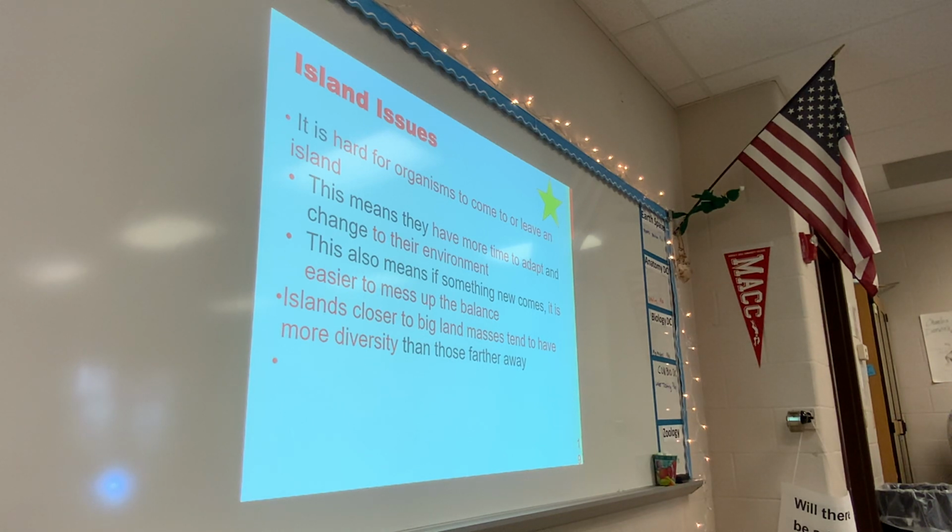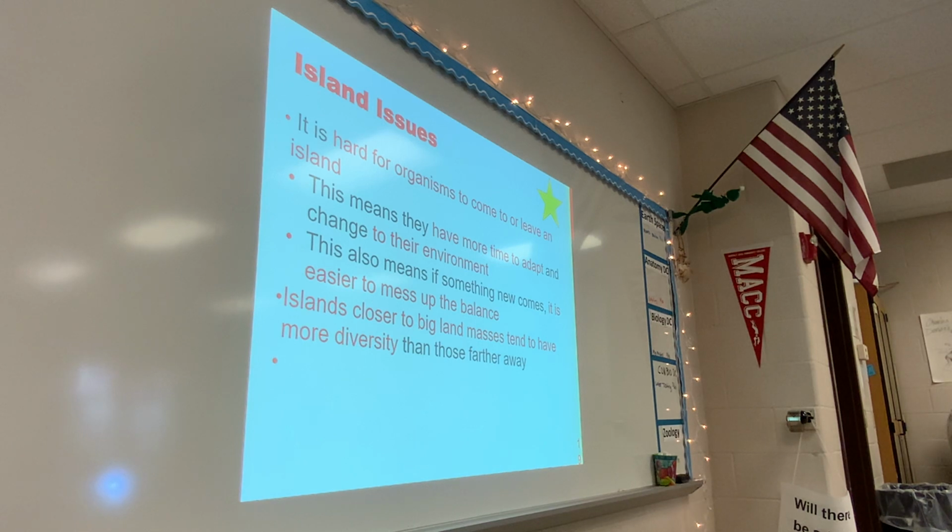It's easier for something new to mess up the balance because things that have been there a long time are in balance. They've reached that carrying capacity and have maintained a balance. So anything new is more likely to mess up that balance.